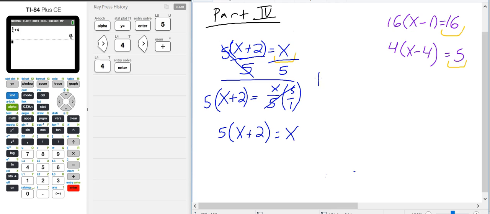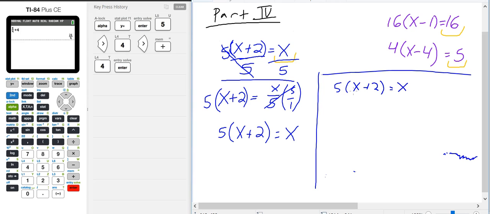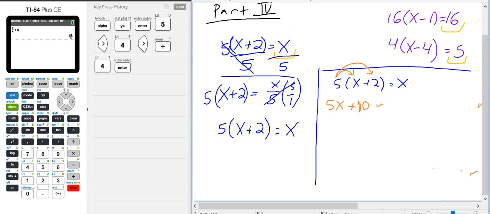So for this question, 5 times x plus 2 is equal to x, it won't help us if we divide both sides of the equation by 5, and we'll have to solve it the other way that we discussed by distributing this constant over the parentheses. So 5 times x is 5x, 5 times 2 is 10, 5x plus 10 is equal to x. And now we could solve it like a regular equation.